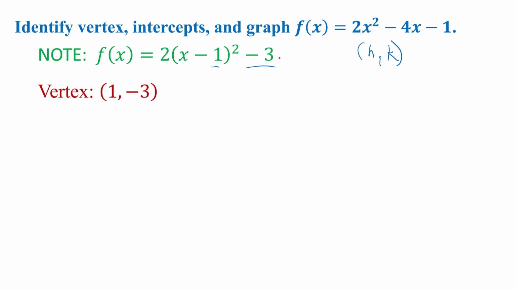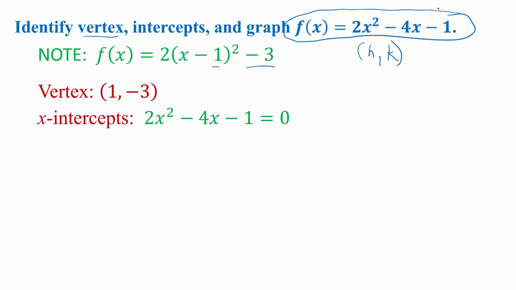The x-intercepts here. So we've identified the vertex. To find the intercepts, we're going to start by finding the x-intercept. Remember, to find an x-intercept, we're going to set y equal to 0. So I'm going to go back to this original version of my function. It's usually easier for finding the x-intercepts. If we do that, we set y, or f of x, equal to 0. So now I have 2x squared minus 4x minus 1 equals 0.